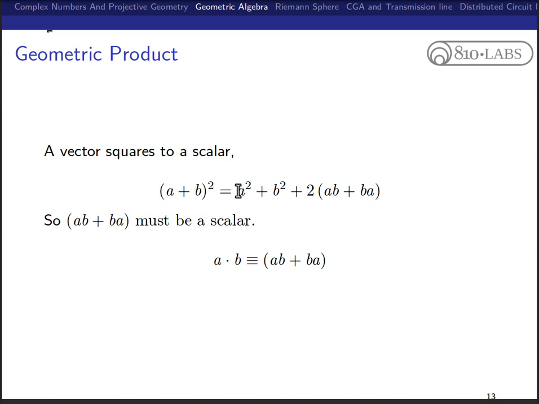So these are squared, the vector magnitude squared. So this thing right here has to be a scalar if we assume that to be true. This product we're going to call the inner product, and it's defined by this. And we're all familiar with that.